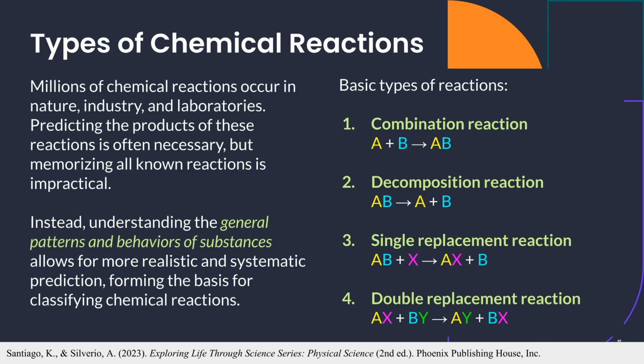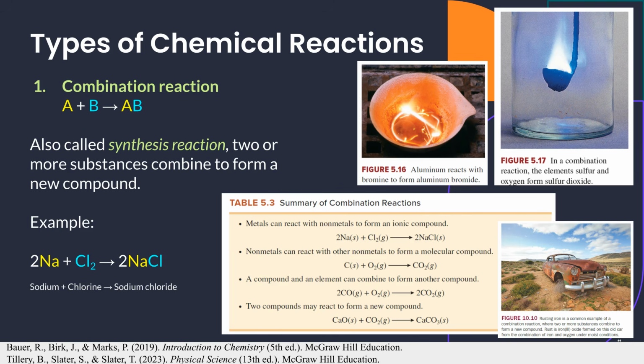Each type follows a general formula that shows how substances rearrange. Understanding these patterns helps make chemistry more organized and predictable. A combination reaction, also called a synthesis reaction, occurs when 2 or more substances combine to form a single new compound. The general pattern is A and B react to form AB.